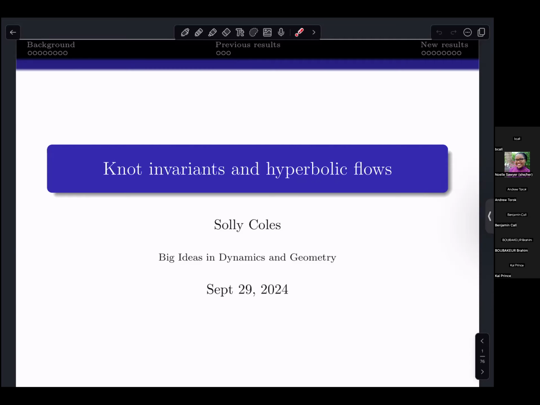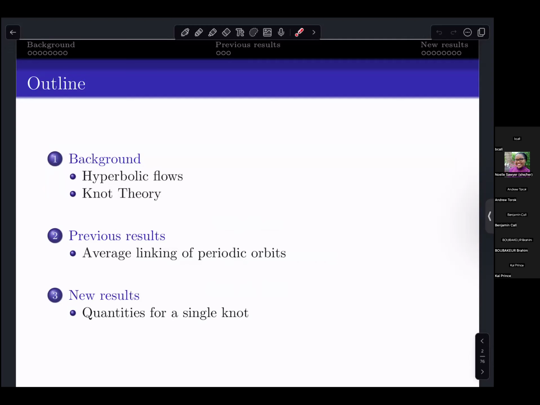Okay, so just a quick outline. Does the clicker work? Yes. It's going to be the usual thing. Some background, the main objects that I will use, some previous results that do the main stuff, and then new results where I just copied their results and changed it a bit. Okay, this is the idea.